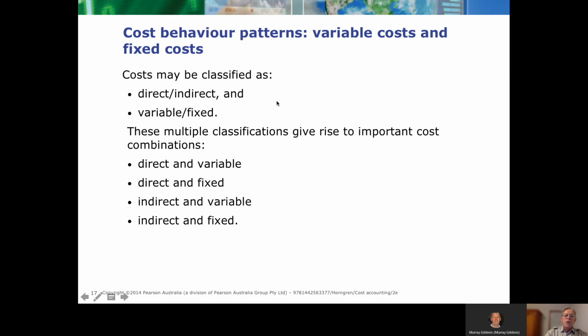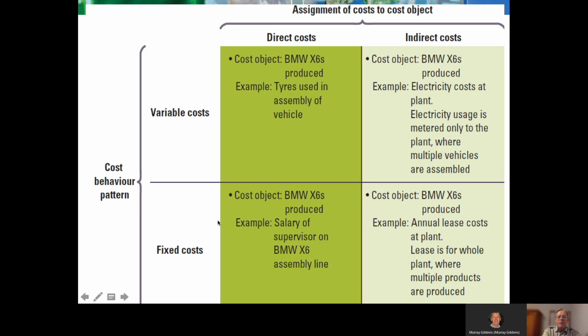So we've worked out already then that we can classify costs as either being direct or indirect. Can we easily track it to the production process, or do we need to allocate it as an indirect cost, or variable or fixed? And they could be variable or fixed. So what can happen is you can have a mix of those. Could be direct and variable, direct and fixed, indirect and variable, or indirect and fixed. Let's have a look at some examples as to how that might occur.